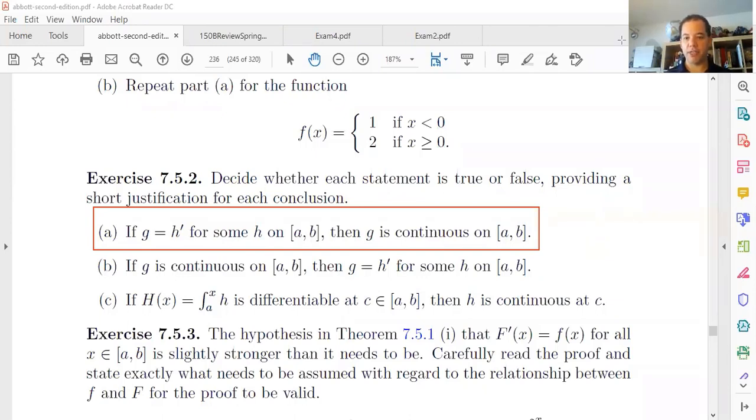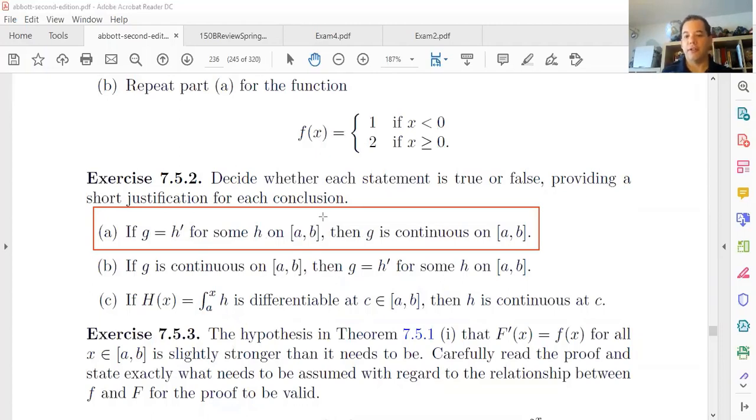Just take a guess, put it in the chat. Okay, so you need to be careful here. The statement, is it about g or is it about h? If I replace g by h, if I say then h is continuous, then it would be true because h prime exists, right? If something has a derivative, then it is continuous. So if it had said h over here instead of g, then it would be true. But the way it's written right now, it's false.